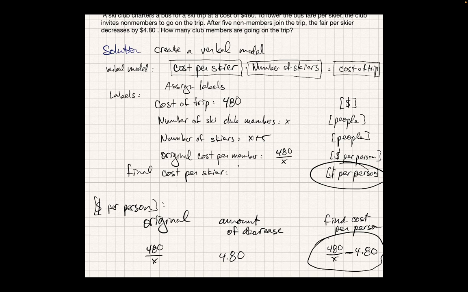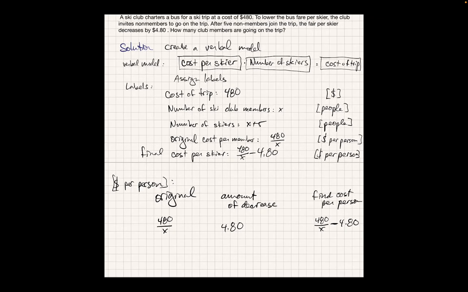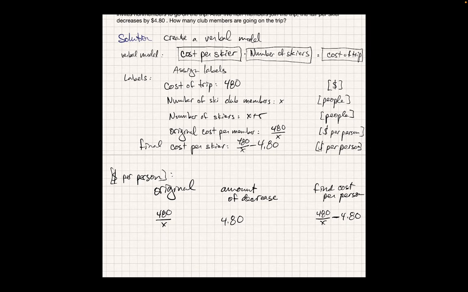So up here we have 480 over X divided by $4.80. Oh, divided by $4.80. No, minus. Wait, so is it minus or divided? Minus. 480 divided by X minus 4.80. Yeah, and then you put that in parentheses and multiply it by X plus 5 equals 480?